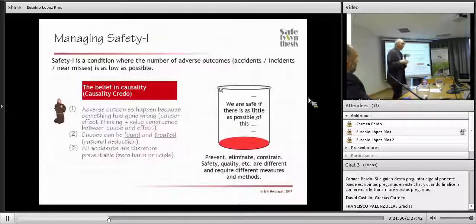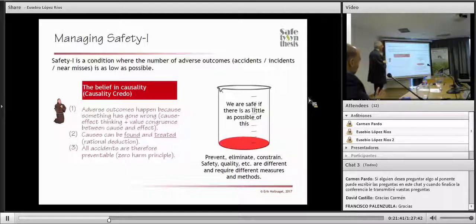So if we look at safety in the classical sense, what we now call Safety 1, the way we try to manage safety is by finding causes. We have something that we can call the credo of causality. I believe in causality. I believe that when something happens, there is a cause. And I think it's very reasonable to have that belief. I believe in that too.